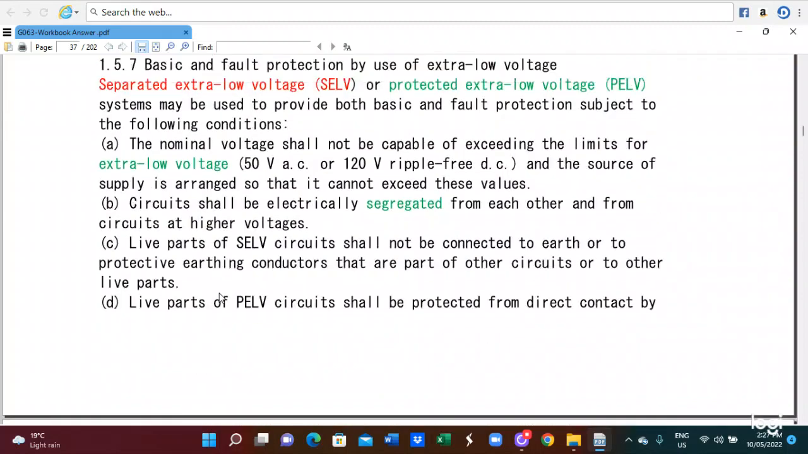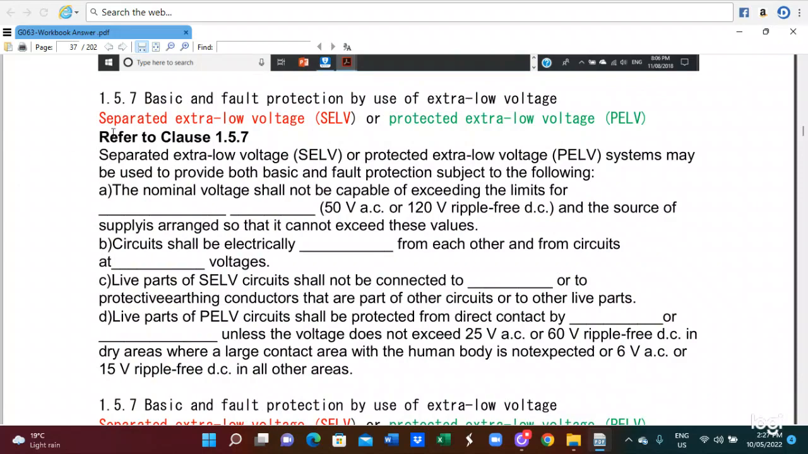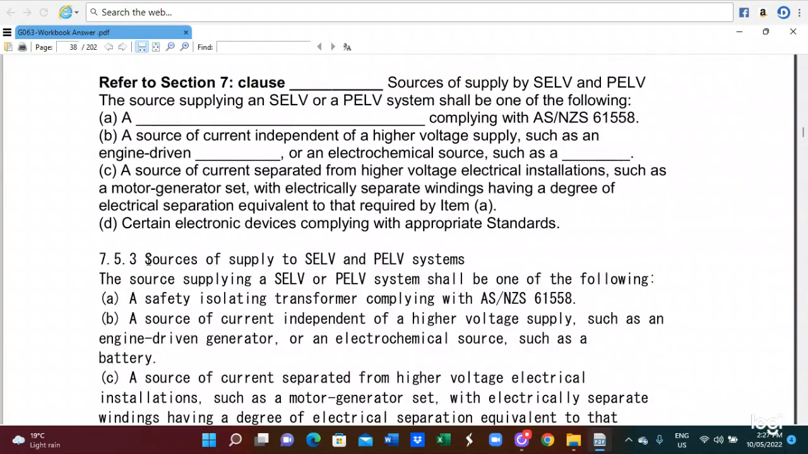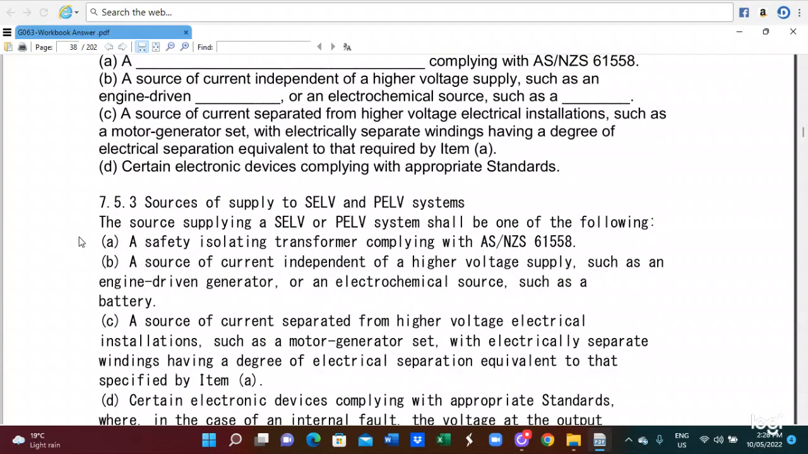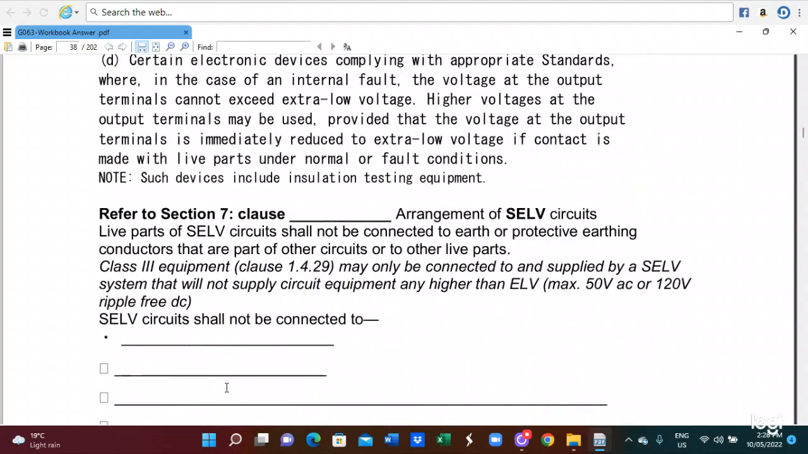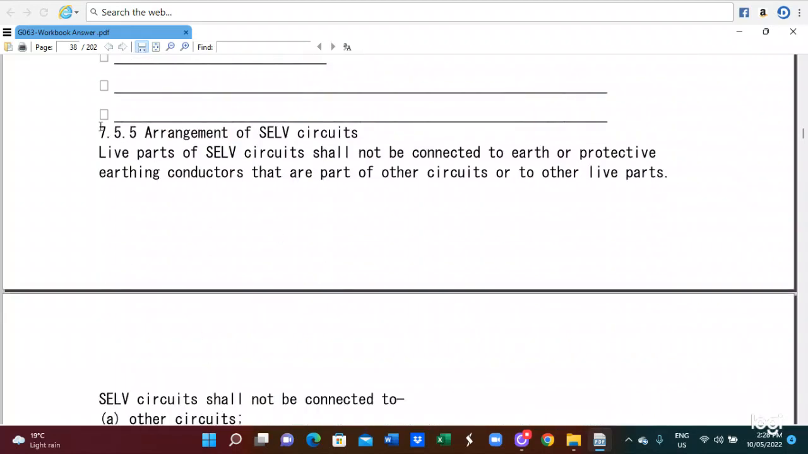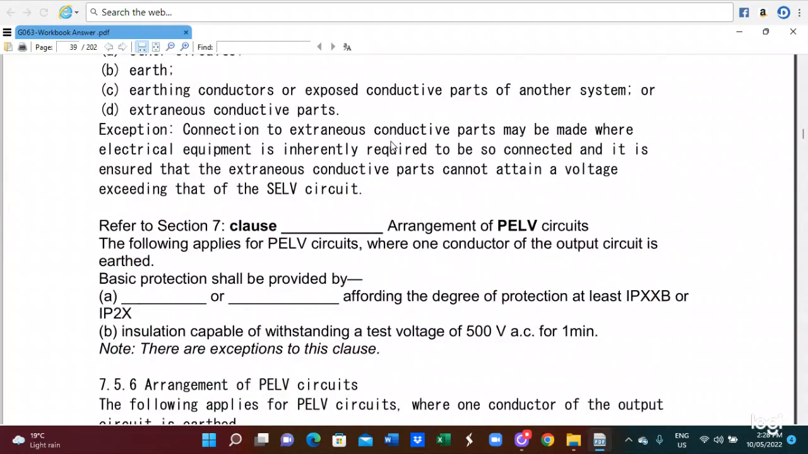So you have to read this clause 1.5.7 on fault protection by use of extra low voltage. Also, you have to read through clause 7.5.3, source of supply of SELV or PELV system in AS/NZS 3000. So I write the reference here. You have to read the arrangement of the SELV circuit, clause 7.5.5, arrangement of the SELV circuit, you have to read through.